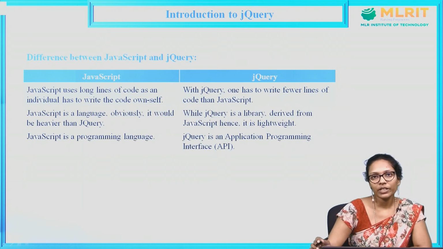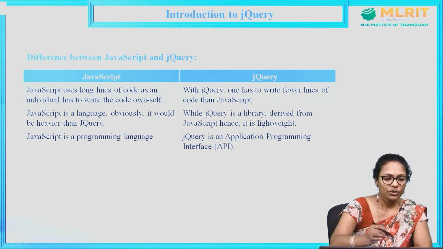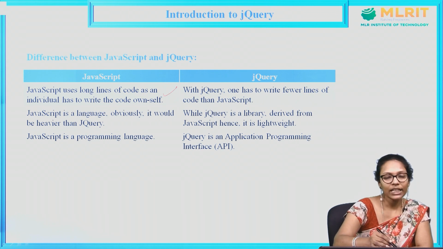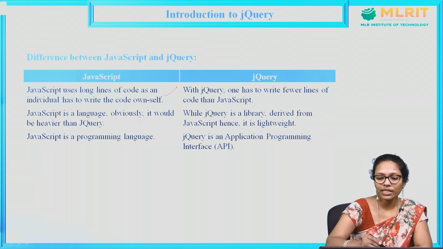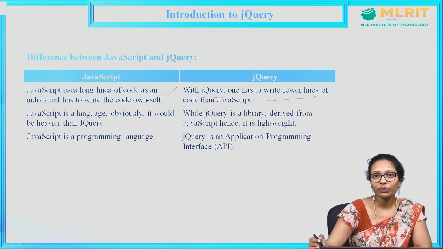And what is the difference between JavaScript and jQuery? We know it's a part of JavaScript, but how is it different from JavaScript? In JavaScript, if I write any code like animation, or if I want to hide some elements, then I need long lines of code if I use only JavaScript. Whereas if I use jQuery, it will take only fewer lines. Why? Because it will use the predefined functions.